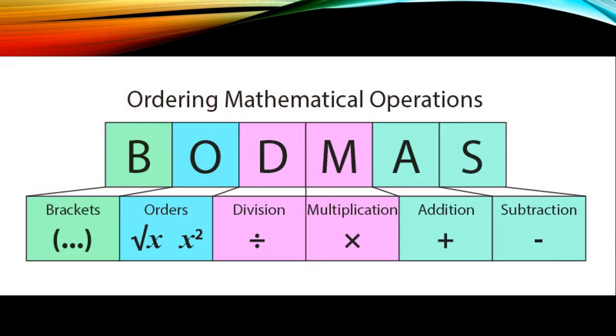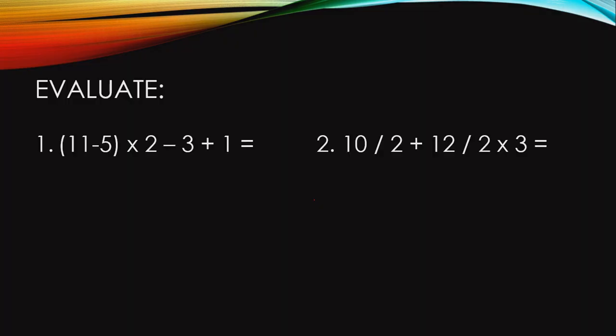Another order of operations is BUDMAS. We have brackets first, next are the orders. You can see here that division and multiplication are the same color, pink, because whichever comes first from left to right, as well as addition and subtraction from left to right, in evaluating the two equations. First, we have the quantity 11 minus 5 times 2 minus 3 plus 1.